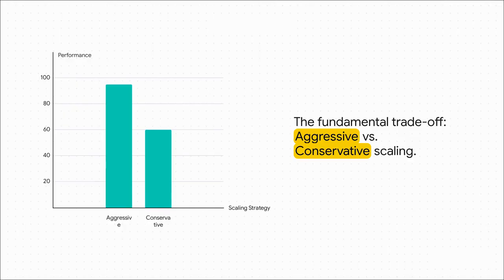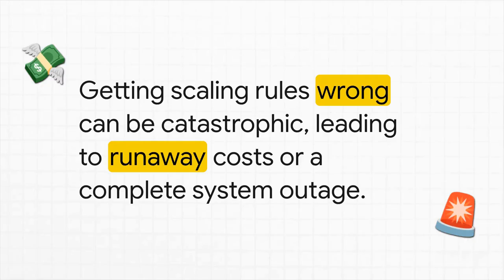On the one hand, you can scale super aggressively, always having extra capacity ready to go. You get amazing performance, but it's expensive. Think of a big e-commerce site during a flash sale. You have to have that capacity. On the other hand, you can scale conservatively, waiting till the last second. This saves a ton of money, but you risk slowdowns. That might be a much better choice for something like a background data processing job. There's no single right answer here. It's a business decision.